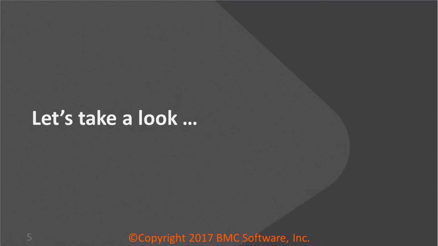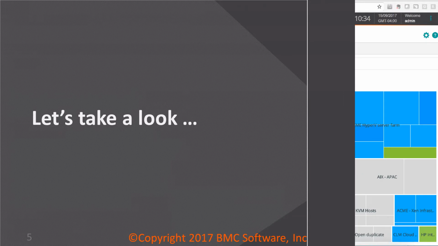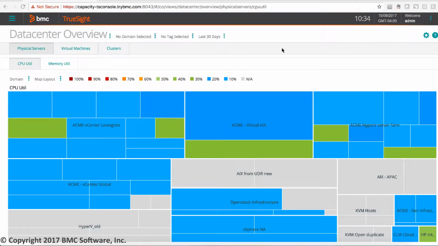Now, let's go ahead and take a look at this. As you see here, this is the new data center overview. Each of the main boxes represents the individual domains, and we logically group them all, in this case, physical servers within those domains. So this gives us a quick representation of the current utilization, whether it's based upon CPU or memory, of the physical environment.